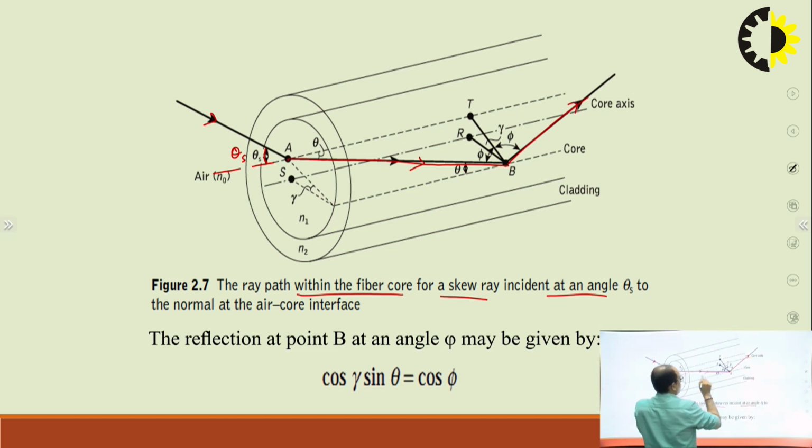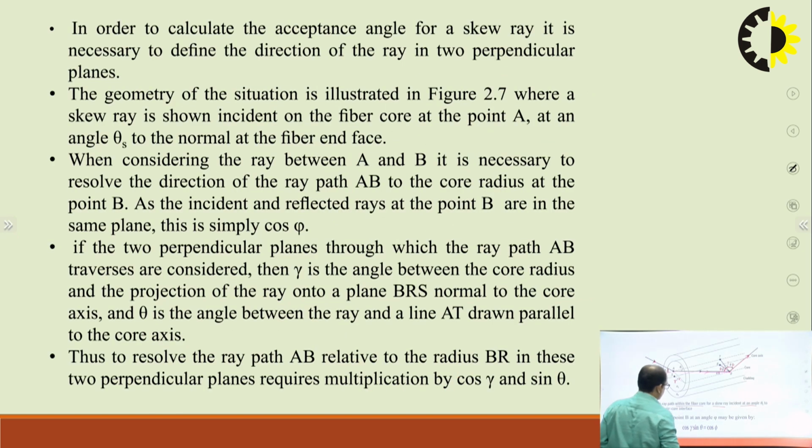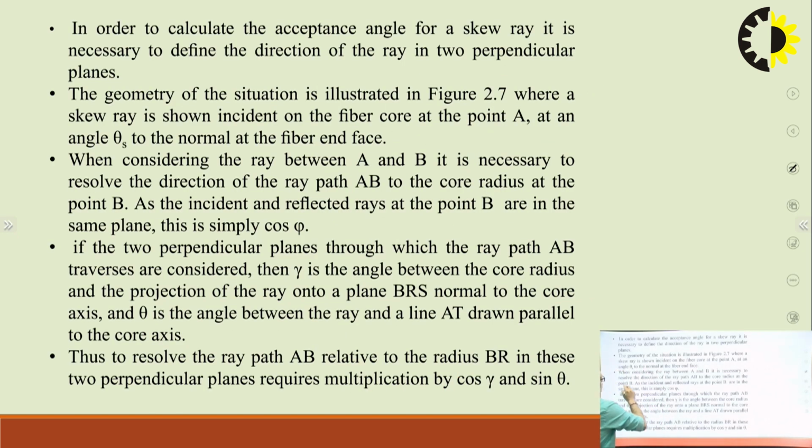Clear? So the angle it makes at this point, we take planes, the angle after each reflection it will make is phi, and with the radius of the core it makes an angle of gamma. When we see this projection like this, this one is known as gamma. Clear? Now see this one.